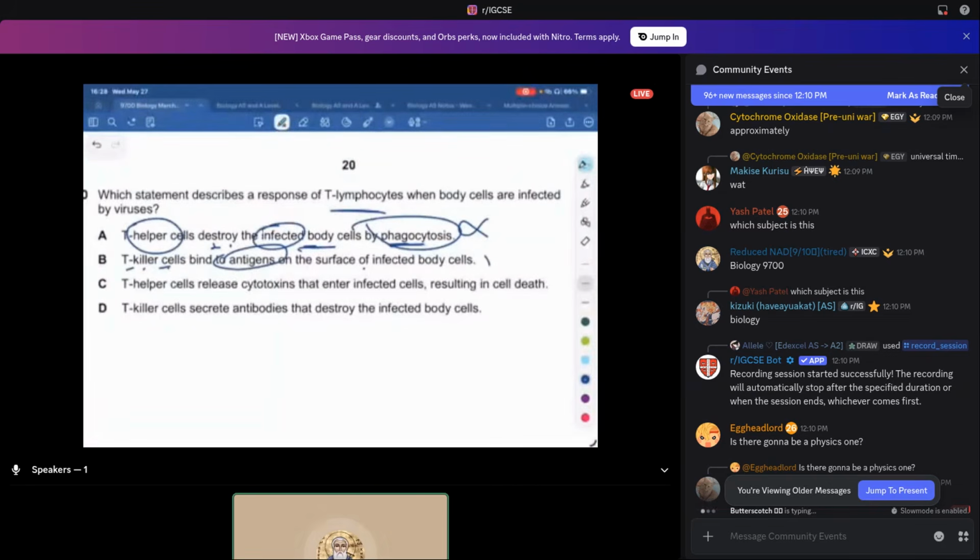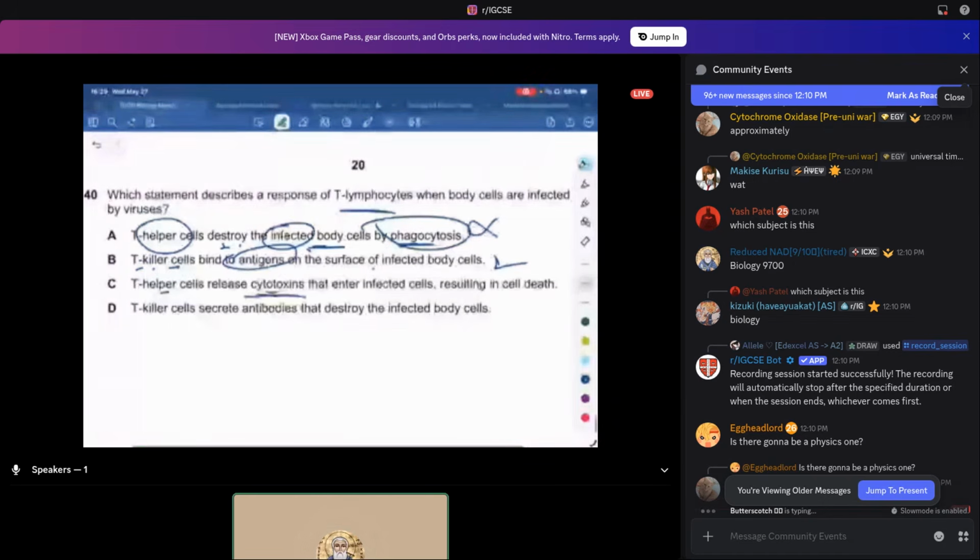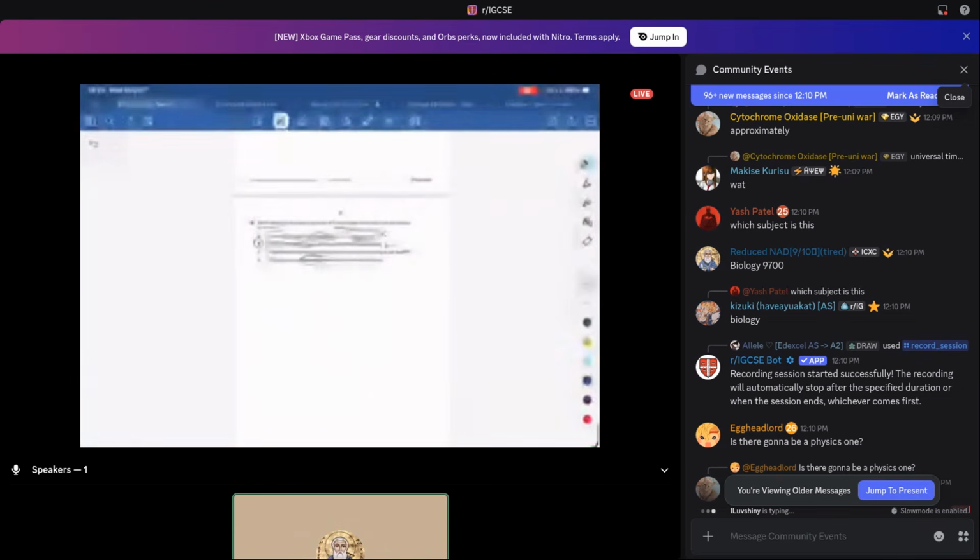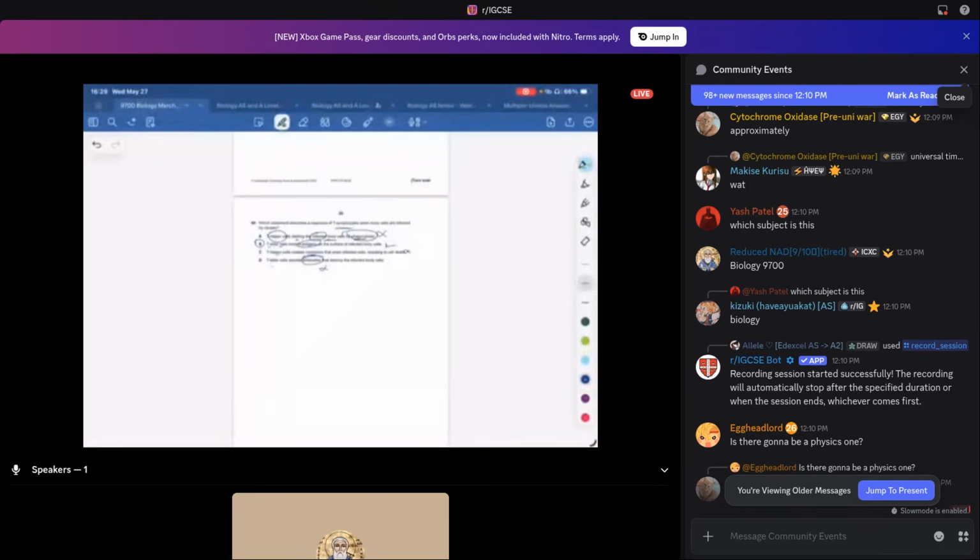T killer cells bind to antigens on the surface of infected body cells. T helper cells release cytotoxins? No. T killer cells are also called T cytotoxic cells because they release cytotoxins, which kill the cell. T helper do not. T killer cells secrete antibodies? No, that's plasma cells. So our answer is B, and congratulations, we're done.